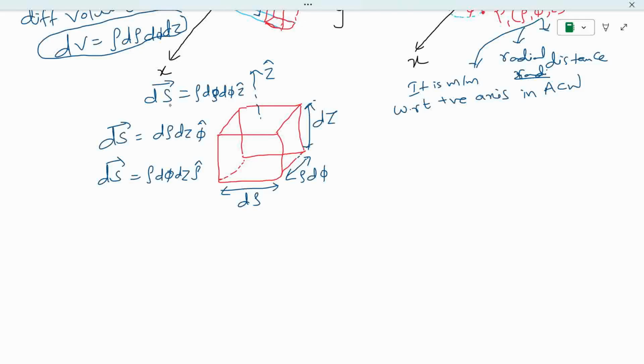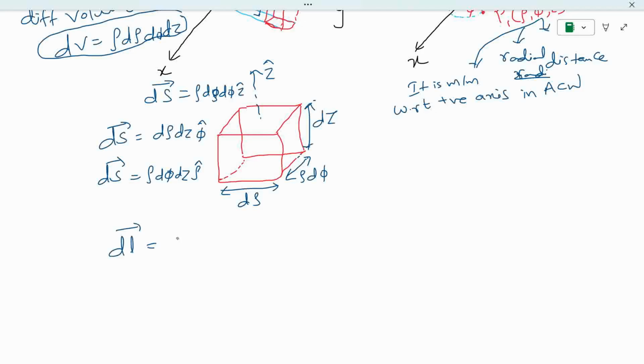So remember that differential surface is a vector because it has a direction. Not only along z cap, phi cap, rho cap, it can be towards any arbitrary direction, and the direction is represented by a unit vector. Here, for simplicity, we have used phi cap, rho cap and z cap for this differential surface.